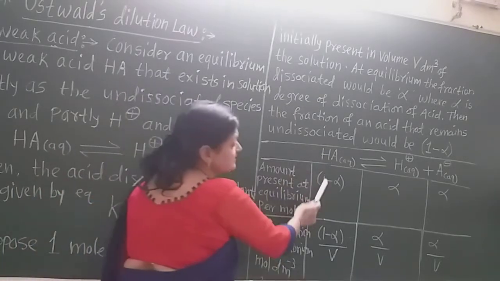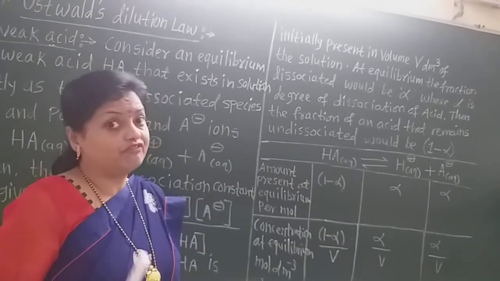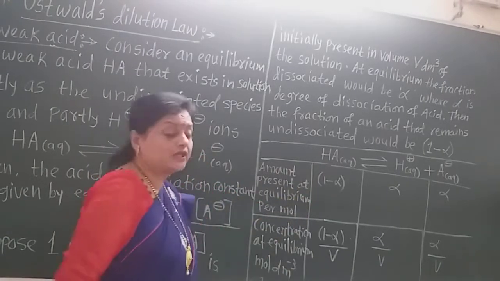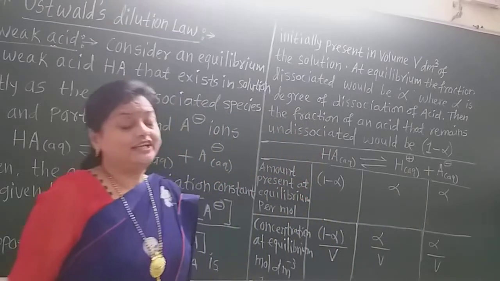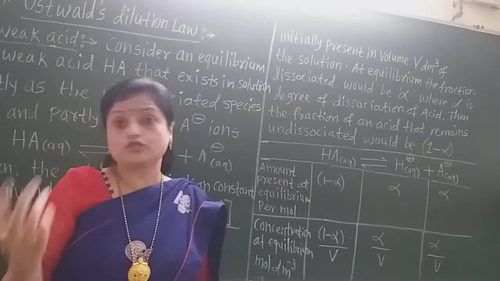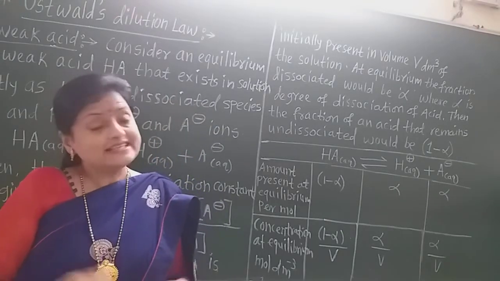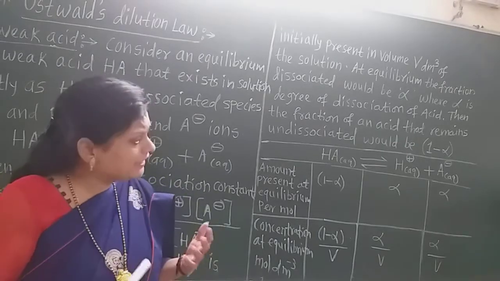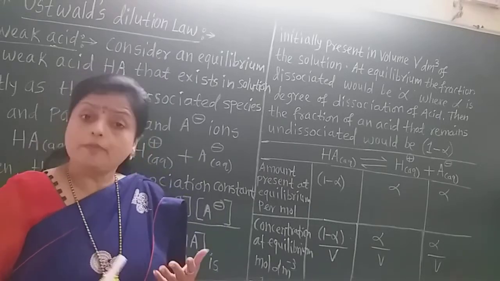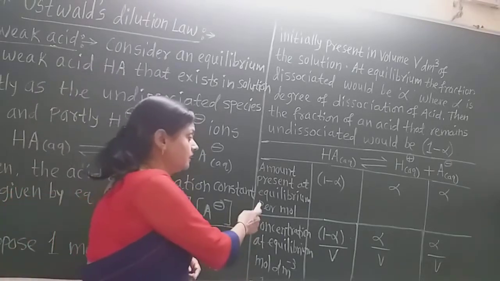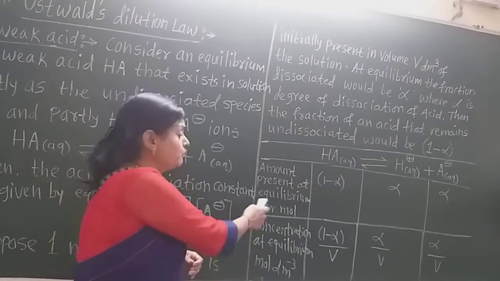Now the HA that remains is 1 minus alpha, because alpha gets dissociated, so out of 1 mole only 1 minus alpha remains of the HA, and the dissociated ions are alpha and alpha, because if one HA gets dissociated, there is one ion of H plus and one ion of A minus. As here only alpha gets dissociated, there is only alpha of the H plus ion and alpha of A minus. Now this is the amount per mole at equilibrium.